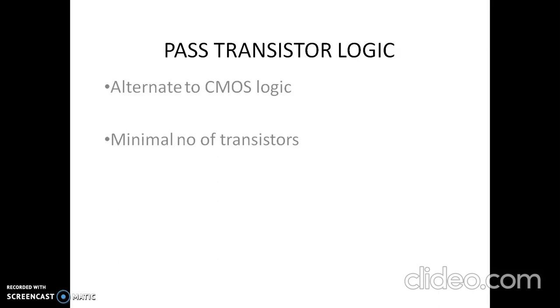So consider an NMOS or PMOS transistor. Its input is only applied to the gate terminal and its source is connected to either VDD or ground. That is, in CMOS logic, input is applied to the gate terminal and the output depends on the source terminal. If the source terminal is connected to VDD, then the output is 1. If the source terminal is connected to VSS, then the output is 0.